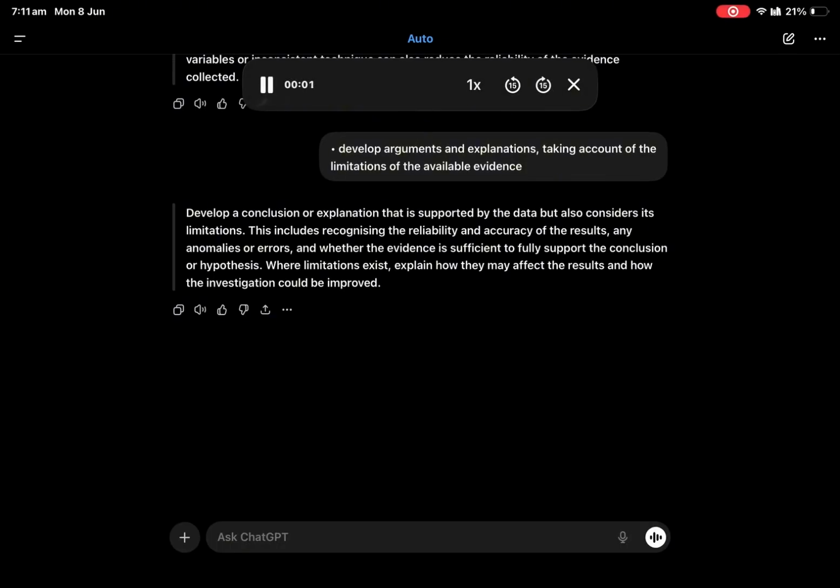"Develop a conclusion or explanation that is supported by the data, but also considers its limitations. This includes recognizing the reliability and accuracy of the results, any anomalies or errors, and whether the evidence is sufficient to fully support the conclusion or hypothesis. Where limitations exist, explain how they may affect the results and how the investigation could be improved."